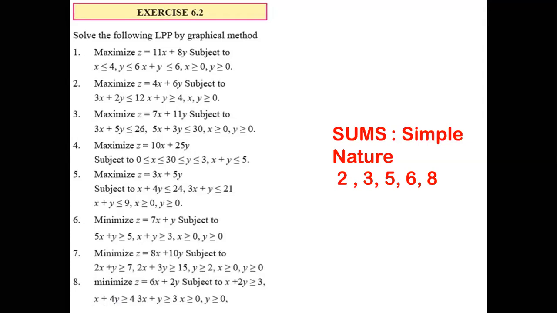So pay attention to exercise 6.1, in that you had to formulate and you had to find the solution. In exercise 6.2, they have already formulated the questions for you all. You just have to find out the solution part and state the objective function where it is maximum and where it is minimum. So we stop here for today class.